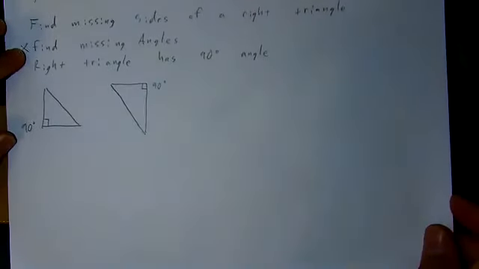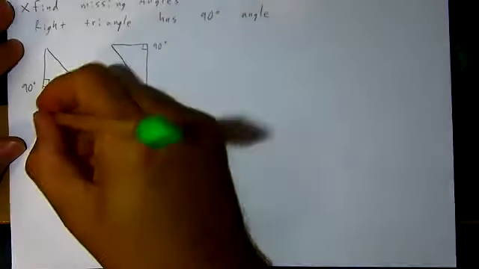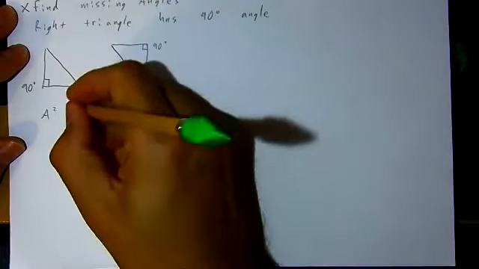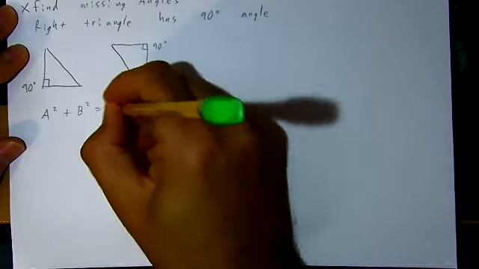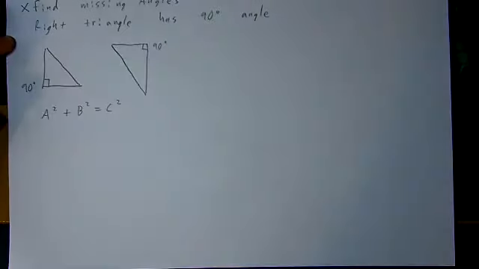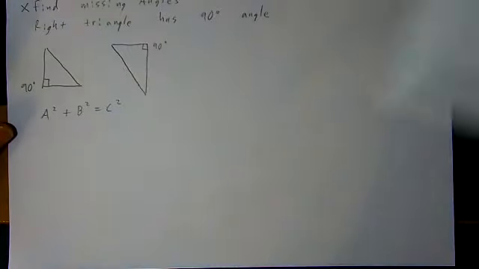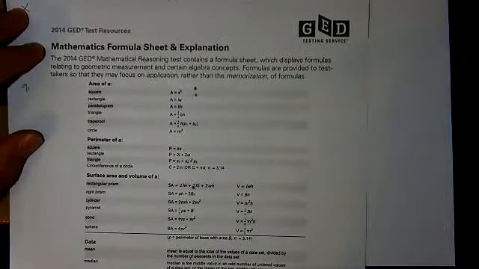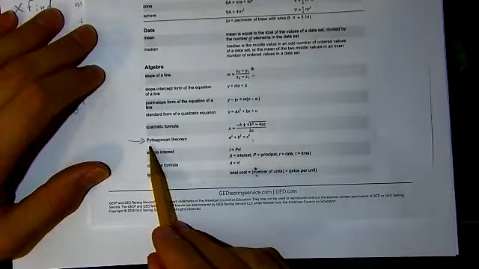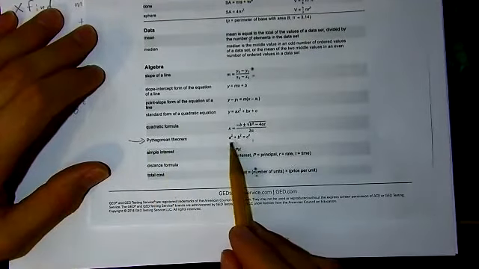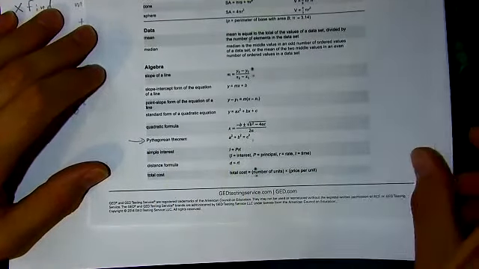So what is Pythagorean theorem? A squared plus b squared is c squared. And you do not have to memorize that formula. If you have the GED formula sheet, it's free to download. All you gotta do is just search online. You look at the bottom under algebra. I've got an arrow pointing to it, Pythagorean theorem. It's right here, a squared plus b squared is c squared.